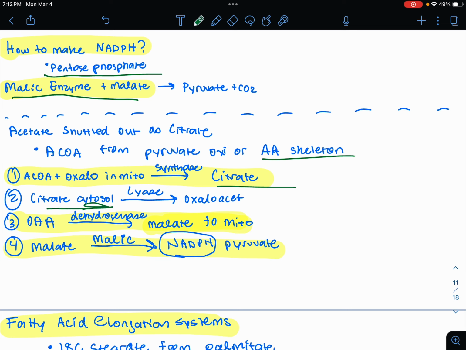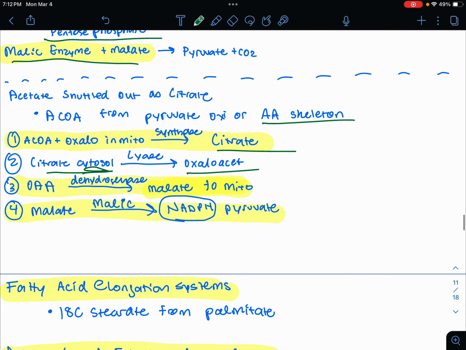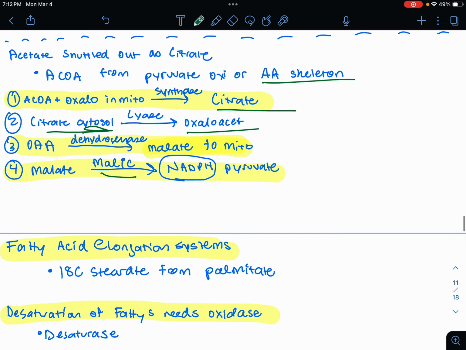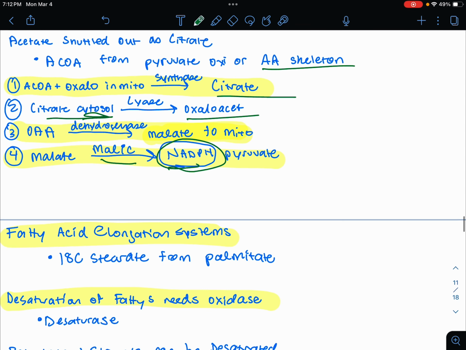And then you have a lyase, and that's going to make oxaloacetate. Oxaloacetate will then be worked on by this malate dehydrogenase, and that's going to make malate, and the malate could go to the mitochondria. Malate, once it's in the mitochondria, we're going to have this malic enzyme, and then that's going to create some NADPH as well as pyruvate. So this is the key right here, NADPH: malic enzyme or pentose phosphate pathway.